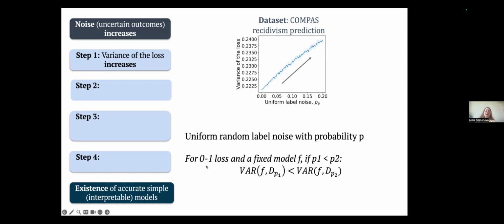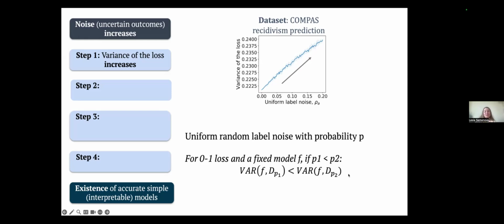So for 0-1 loss, if I take a fixed model F and consider two different probabilities with which I flip my labels, P1 and P2, and form data sets based on that, the variance over this fixed model F and true distribution for P1 will be lower than the variance over this fixed model F and true distribution for P2. So here I have P1 and here I have P2. So my variance strictly increases.